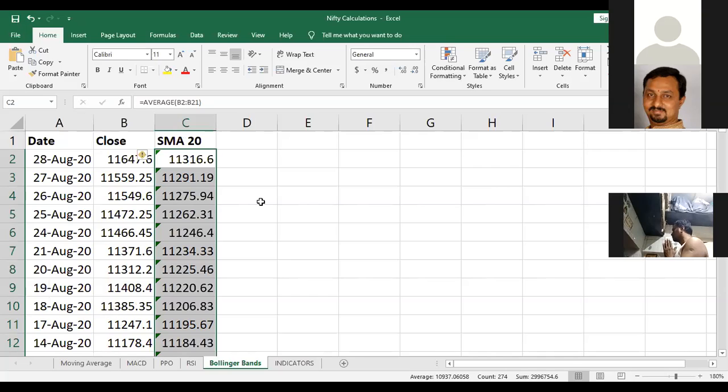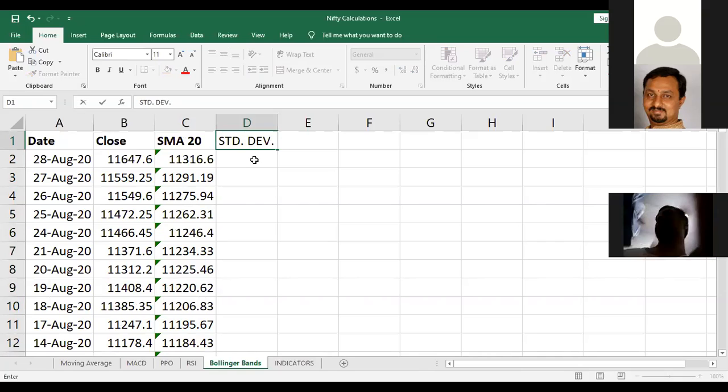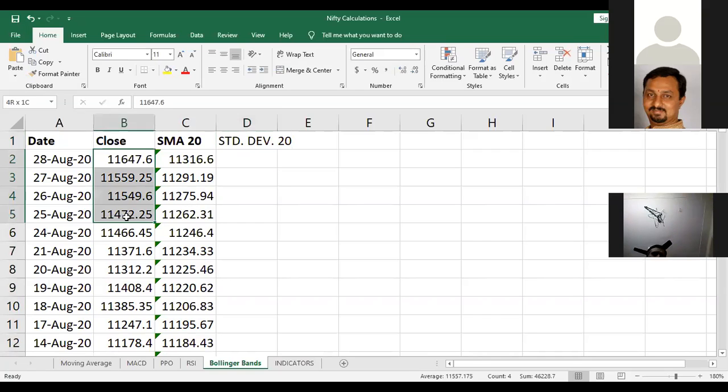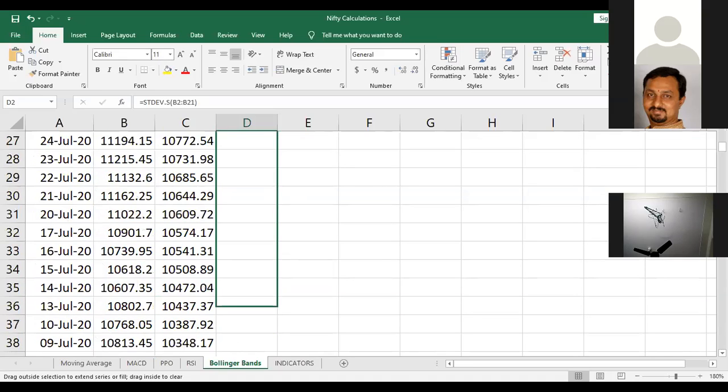Now, here we want the standard deviation. It is a number that we use to measure the risk of 20 numbers, meaning it will be calculated from the last 20 numbers. It is also a simple formula available in Excel: equal to standard deviation of the last 20 numbers, that is B2 to B21, and copy paste this formula till last.